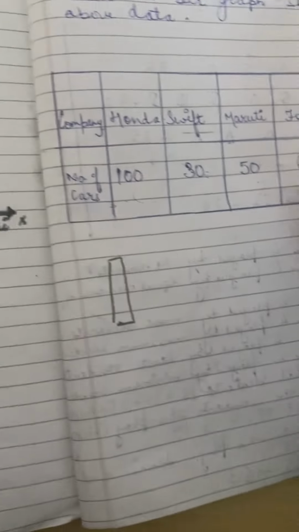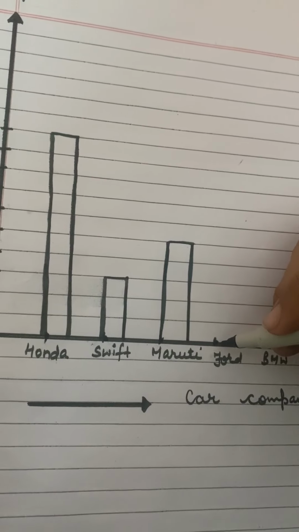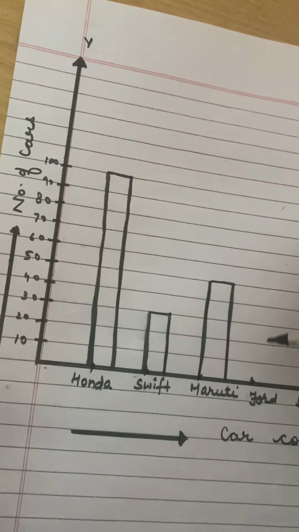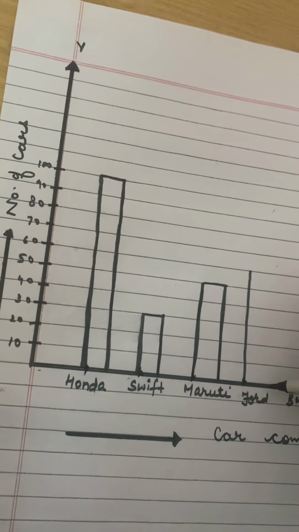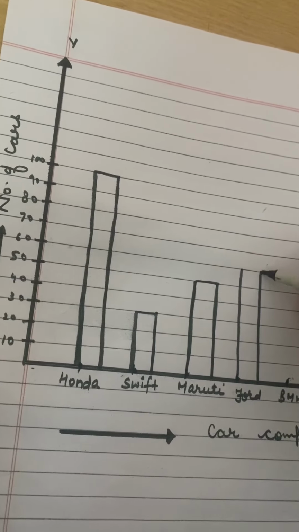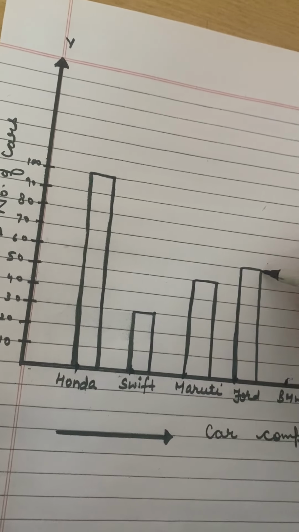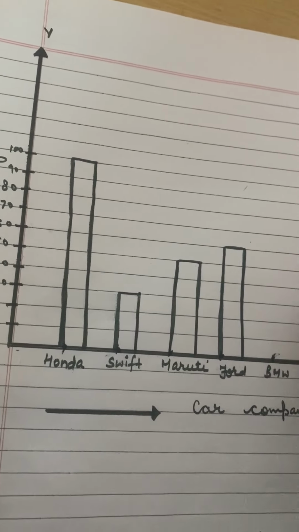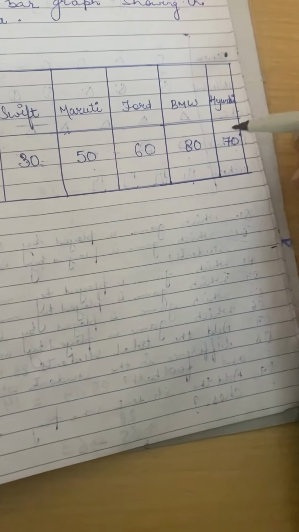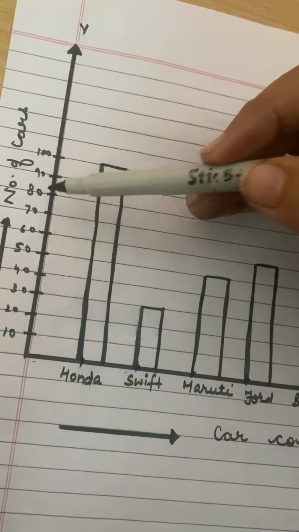Okay, now Ford is 60. Now see, we have to read the data from the table and do it. We will go till 60. Plot the graph very neatly using a scale. Outline the bars. Don't use sketch pens, otherwise it will spoil your paper from the back side. Use pencil colors. BMW 80. See, we will go till 80 here.